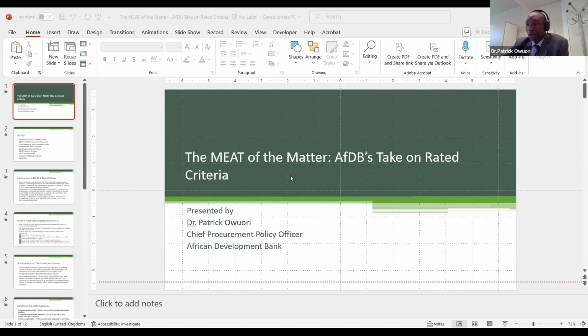So we'll describe how it is in the AFDB procurement framework, when we use it, whether in the one envelope or single envelope, two envelope approaches, the benefits and challenges, the key considerations that we have when we're using this approach. Then we'll highlight the evaluation process and the scoring formula, and conclude with the weighting guidelines.